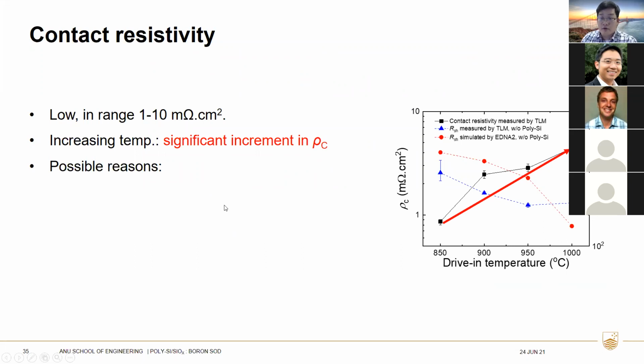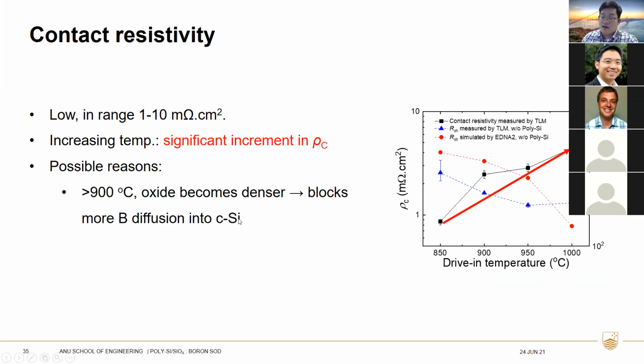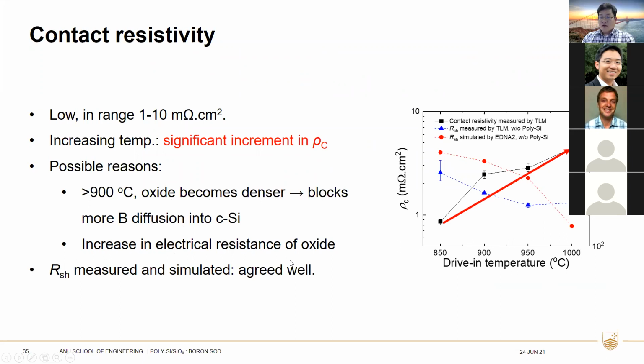A possible reason for that is that at higher temperatures, above 900 degrees Celsius here, the oxide becomes denser. It might block more boron diffusion into the crystalline silicon substrate. Also, the oxide may increase in electrical resistance. The series resistance measured by 4-point probes and measured by the TLM and the simulated results agree well in the trend.